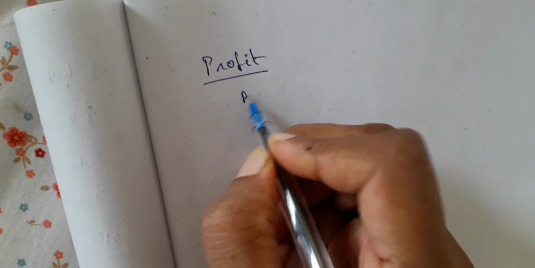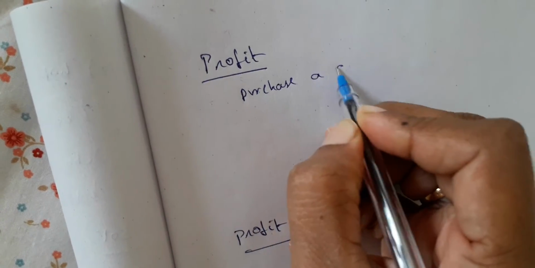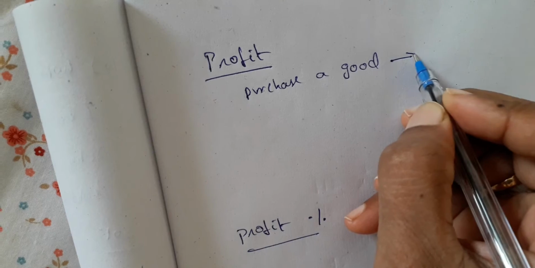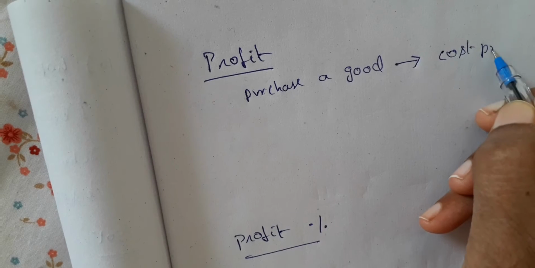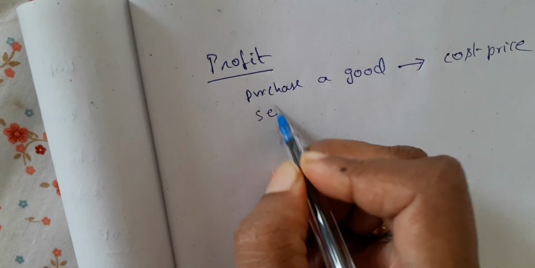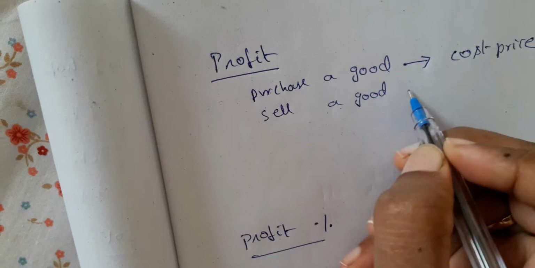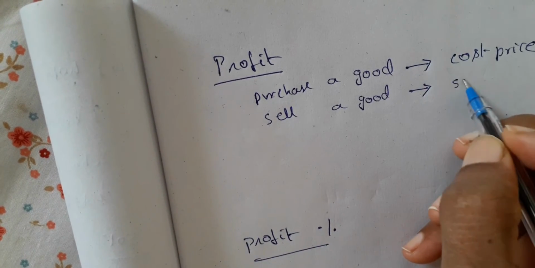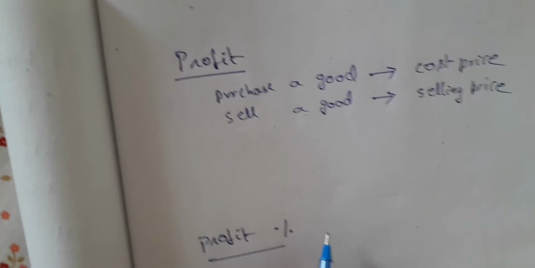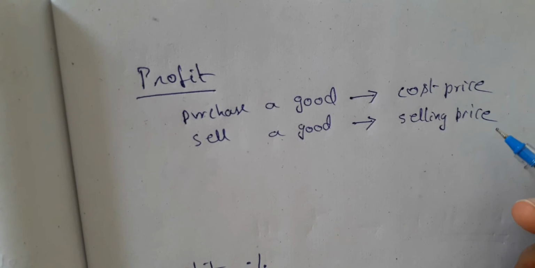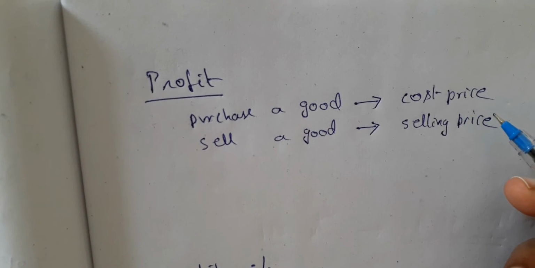Now we are moving on to profit. What do you mean by profit? If you purchase a good, what we pay to him is the cost price. And if we sell a good, what we get is the selling price. So we have cost price and selling price. And then what is meant by profit?